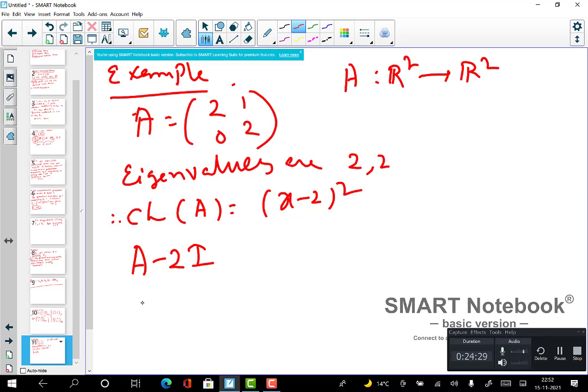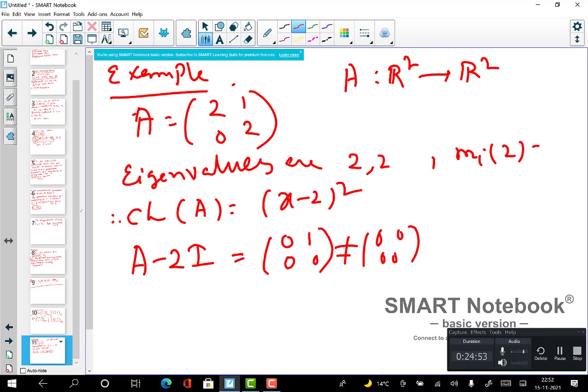So let's check whether A minus 2I vanishes or not. By that you can check what the minimal polynomial is. A minus 2I is actually 0 1 0 0, right? So this is not equal to the zero matrix, right? So what does that mean? That means this also says that the algebraic multiplicity of 2 is 2 actually.